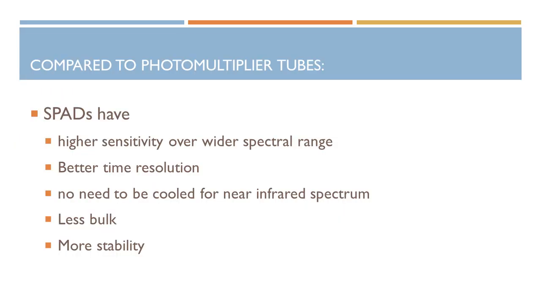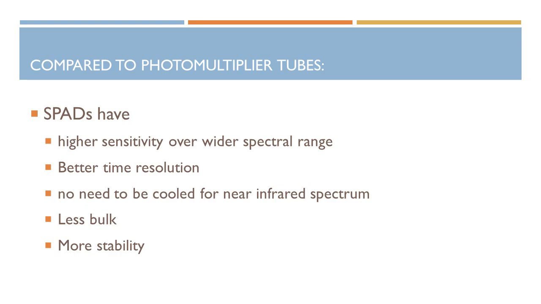With a good sense of what a single-photon avalanche diode is, let's compare it to its competition. Photomultiplier tubes came before single-photon avalanche diodes. They are operated in high vacuum tubes with high voltages between its anodes and photocathodes, and an electron is produced from the photocathode from the photoelectric effect.